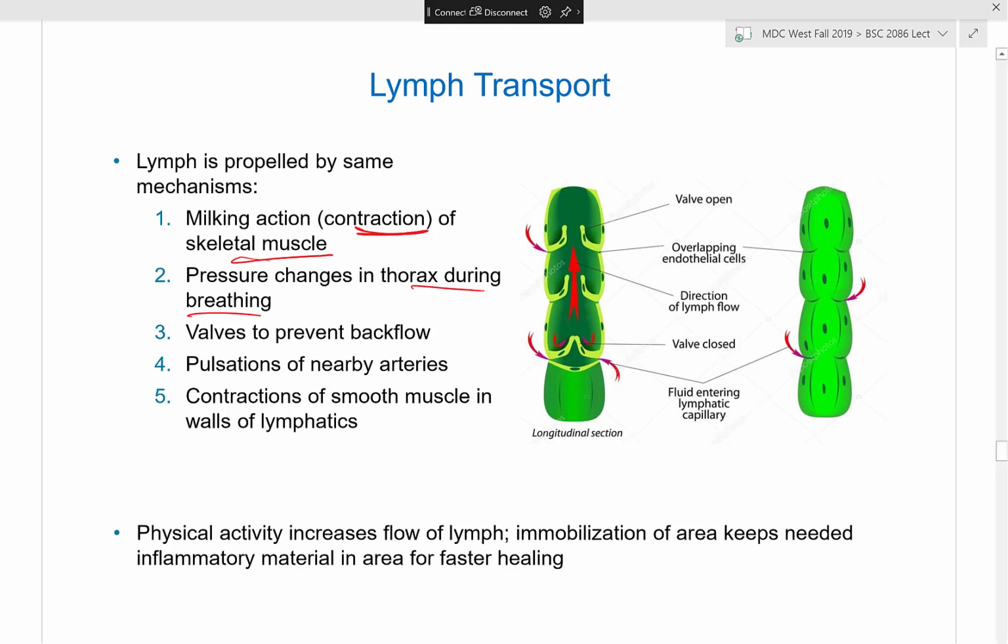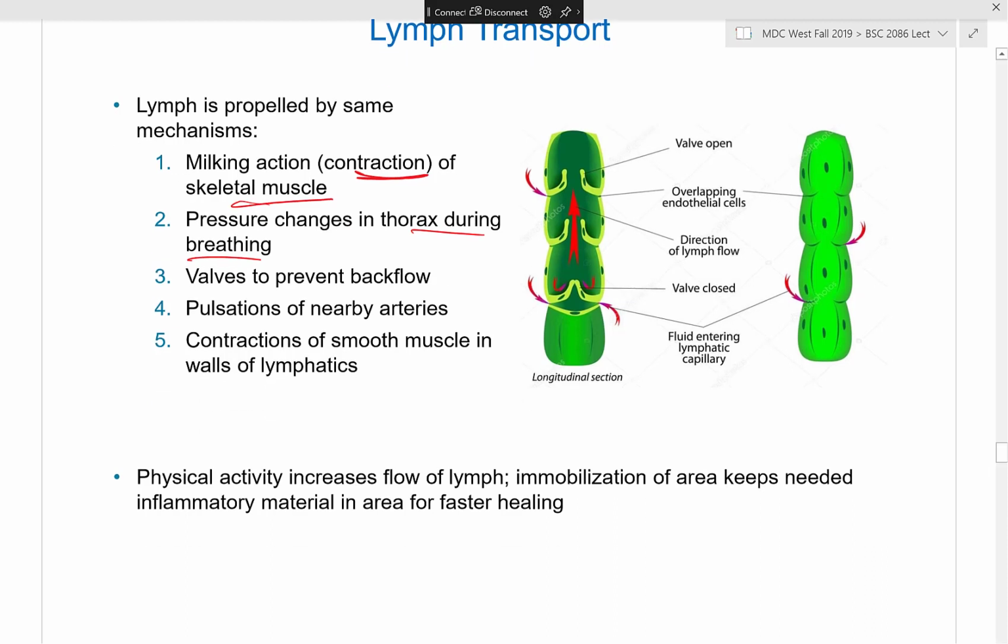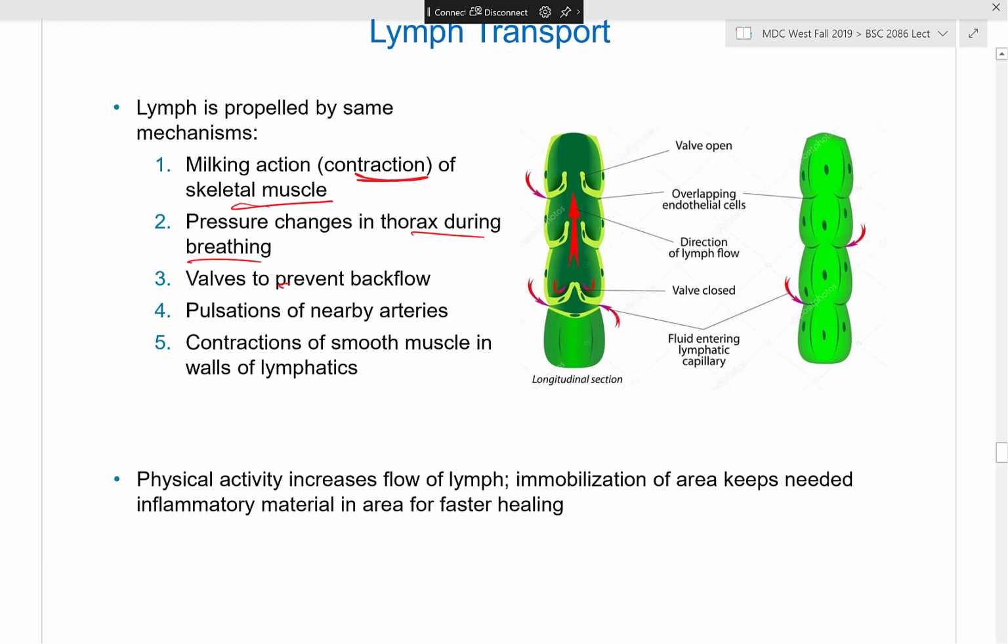Okay? The next thing we're going to have is the valves that are going to prevent the backflow. Okay? So you have some mini valves, kind of like unidirectional valves, right? Just like the veins. So far, 1, 2, and 3 are pretty much the same thing as the venous system, right? So hopefully that's not something new that you need to learn, because we already learned that. The only two new things is what?